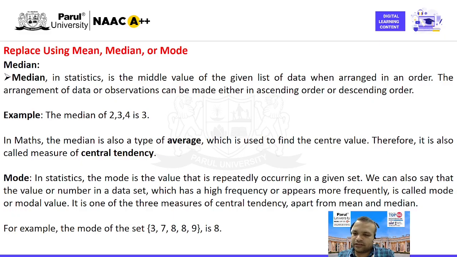So these are the central tendency measures in statistics: mean, median, mode. And we can calculate mean, mode, and median, and if you have some empty cells in your data set, we can replace them with these values.